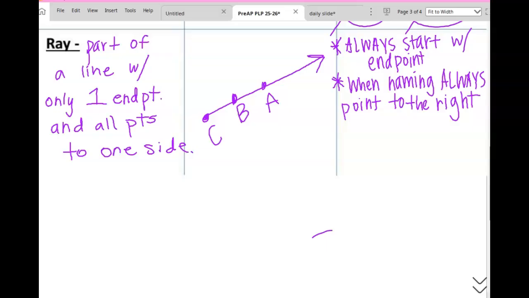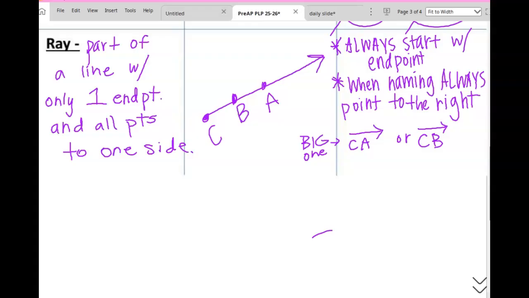How would I name the big one? CA. Put that on here, the big one, so you don't forget tomorrow. The big one is named CA. What's another name for the big one? It has to start with the end point. CB.